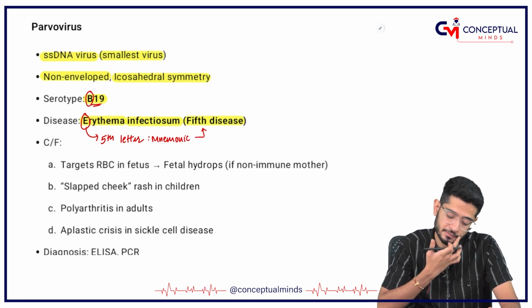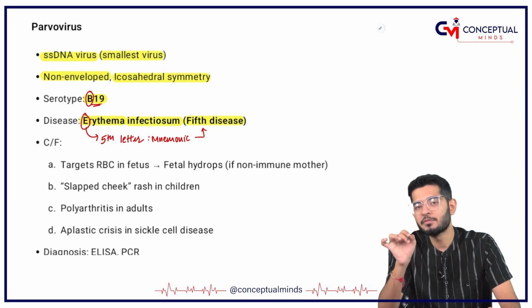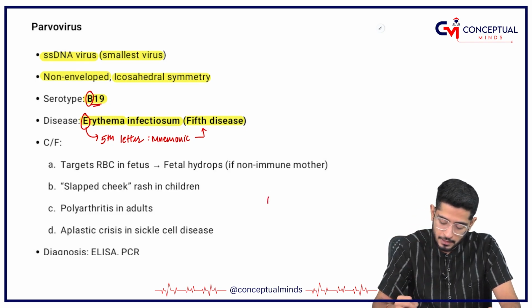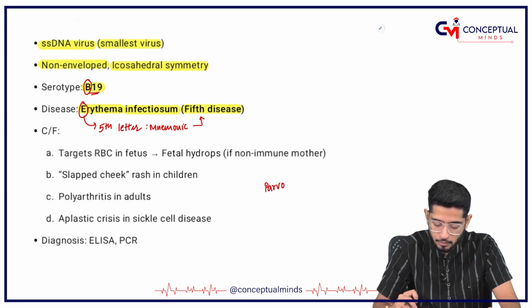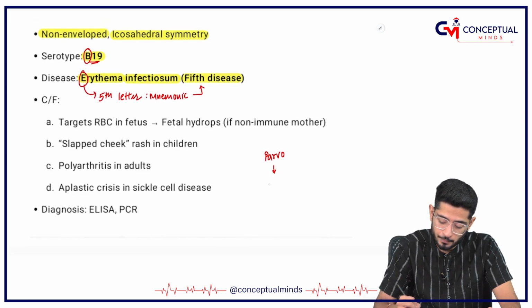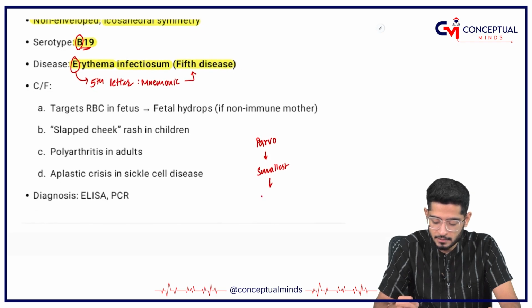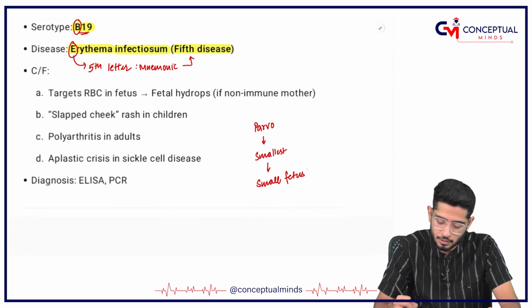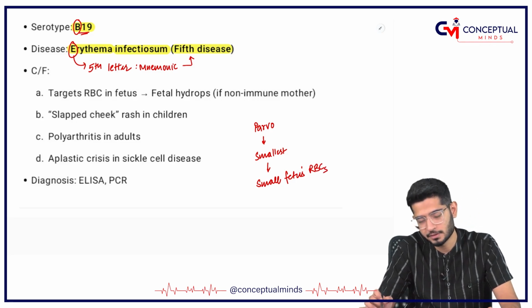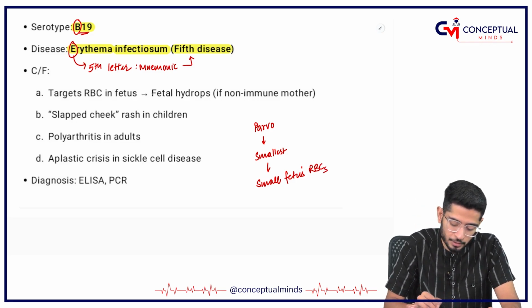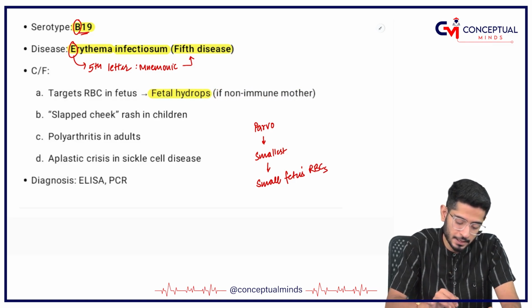Now, what are the clinical features? I told you parvovirus, just like me, is the smallest virus. So it is going to attack the small human beings, the small fetus. In the small fetus it is going to attack the RBCs. When it goes to the small fetus's RBCs, it is going to cause fetal hydrops.